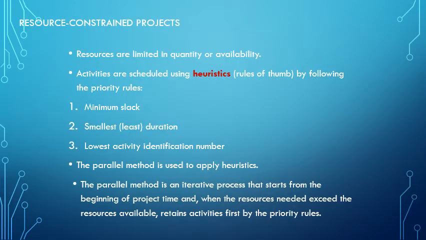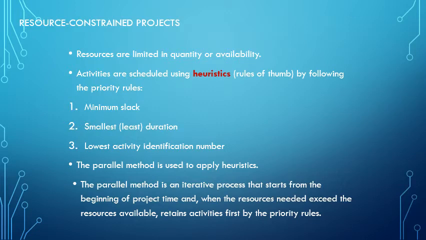Resource constrained projects are limited in the quantity or availability. Activities are scheduled using heuristics, so rules of thumb to follow, that first we look at things with minimum slack, smallest and least duration, and then finally the lowest activity identification number. Parallel method is used to apply the heuristics.